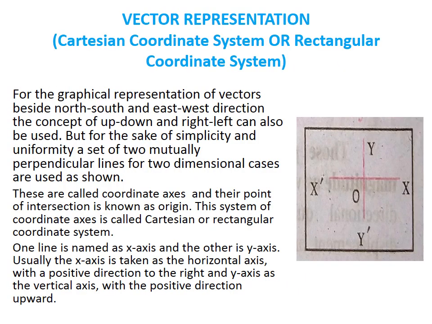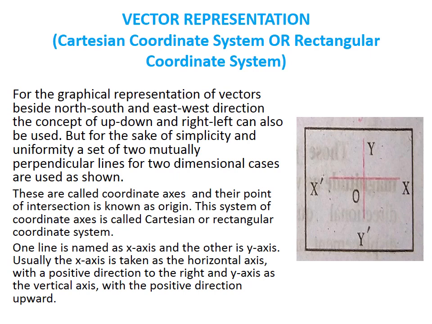Now vector representation, Cartesian coordinate system or rectangular coordinate system. For the graphical representation of vectors, beside north-south and east-west direction, the concept of up-down and right-left can also be used. But for the sake of simplicity and uniformity, a set of two mutually perpendicular lines for the two-dimensional cases are used as shown in the figure.